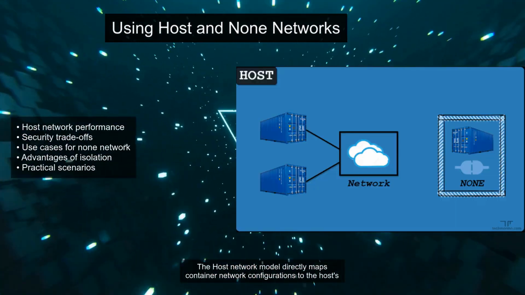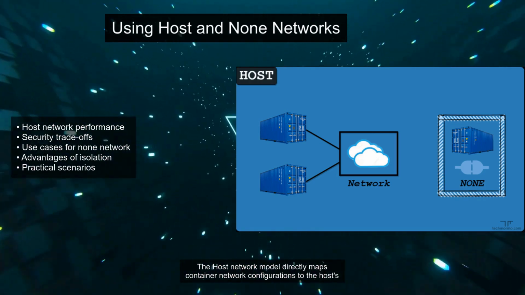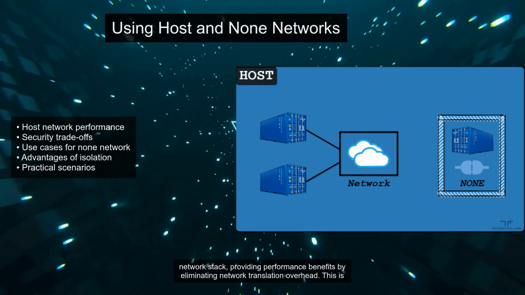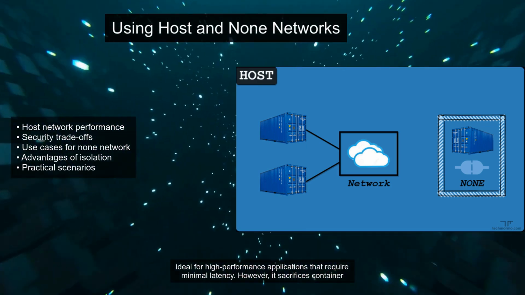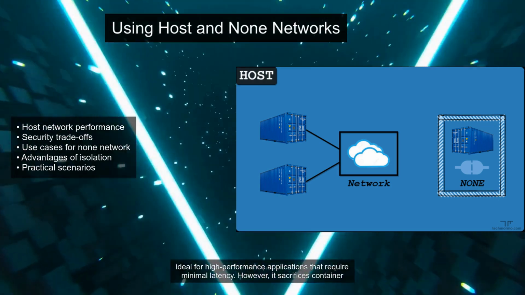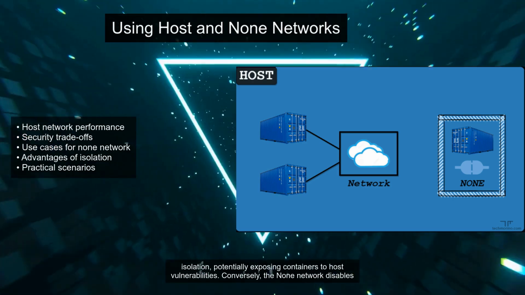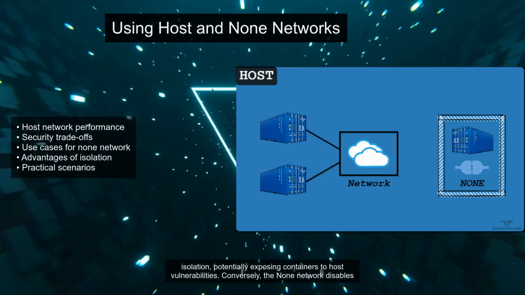The host network model directly maps container network configurations to the host's network stack, providing performance benefits by eliminating network translation overhead. This is ideal for high-performance applications that require minimal latency. However, it sacrifices container isolation, potentially exposing containers to host vulnerabilities.